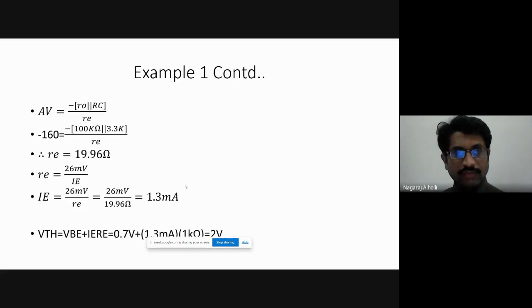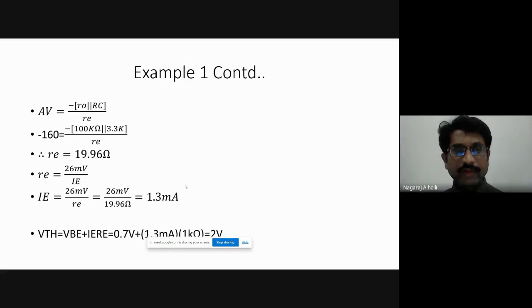Now here they have asked to find the value of VCC. It's a 6 marks problem, an examination problem. It has been asked for 6 marks. Here they have asked to calculate the value of VCC.